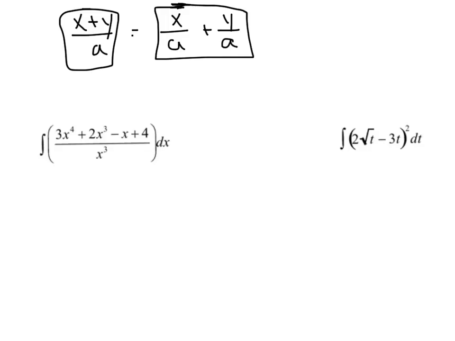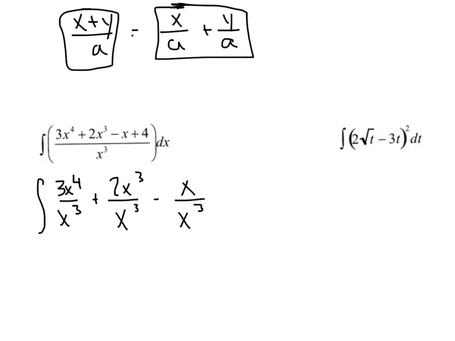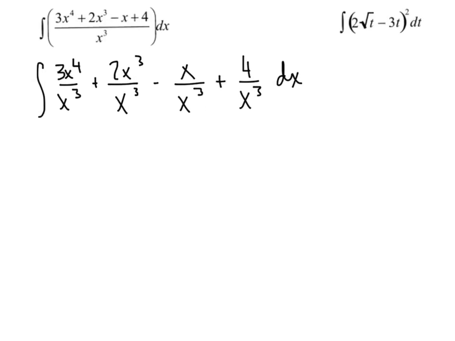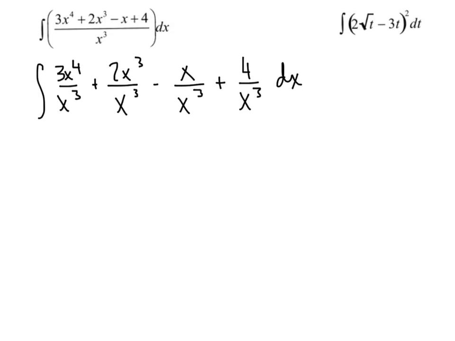But what we're going to do here is say 3x to the 4th divided by x cubed plus 2x cubed divided by x cubed minus x divided by x cubed plus 4 divided by x cubed. And we're going to put all of our energy into cleaning this up. We're really not in a big hurry to integrate. I just want to clean it up, and I say this first term's 3x, and then I got a plus 2 minus, let's see, what would that be? 1x to the negative 2, and then the last term would be 4x to the negative 3.